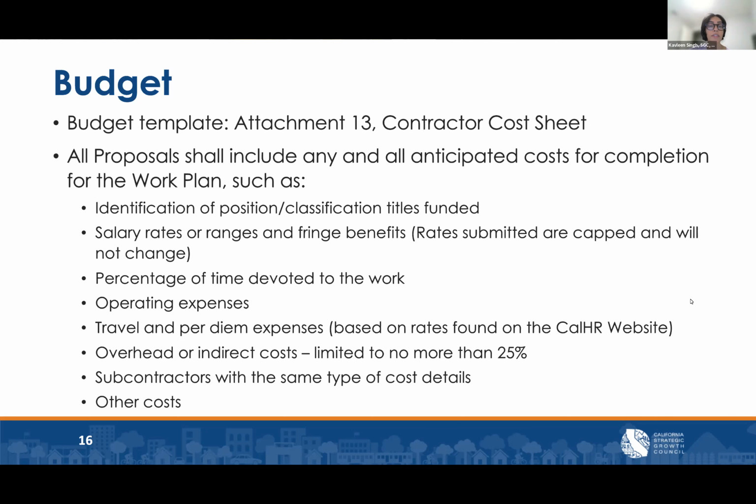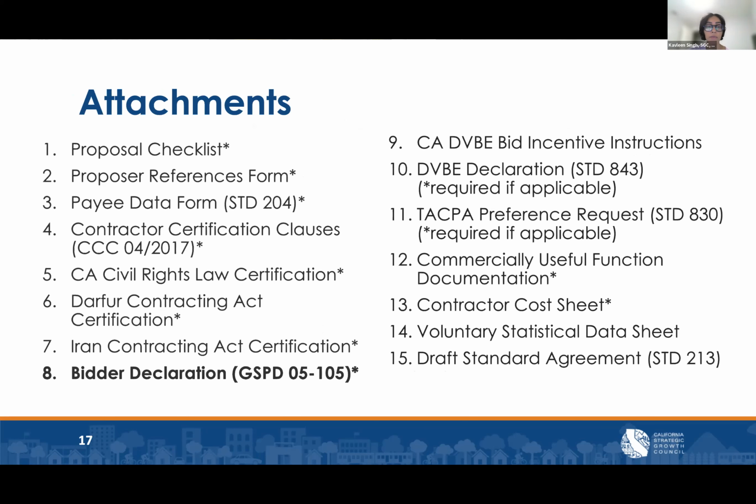There's also a list of the attachments that you will find on Cal eProcure. I will not go over each one, but I do want to emphasize that the asterisks are the required components. The bidder declaration is bolded because of all the attachments, it is the most important. We have had to disqualify proposals in the past due to their omission of this document, so please be careful to ensure that you include it. And then like I said earlier, the asterisks are the ones that are the required components of the attachment.